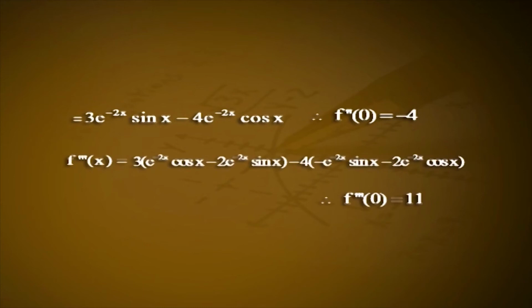f triple dash of x is equal to 3 times e to the power of minus 2x into cos x minus 2 e to the power of minus 2x into sin x minus 4 times minus e to the power of minus 2x sin x minus twice e to the power of minus 2x cos x. Therefore, f triple dash of 0 is equal to 11. Substituting the above values in the Maclaurin series, we get e to the power of minus 2x into sin x is equal to x minus 2x square plus 11 by 6 x cube.